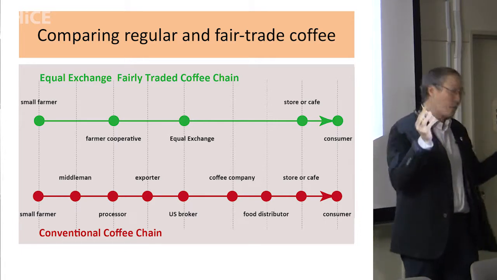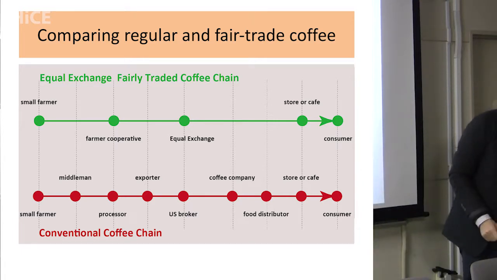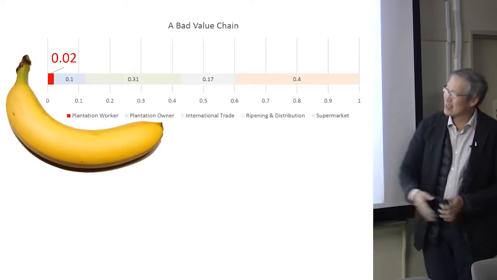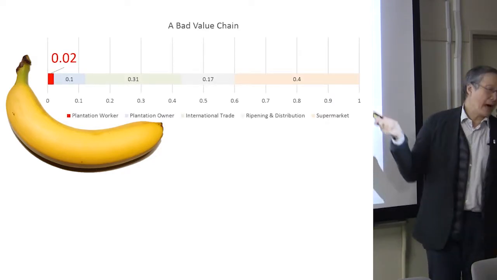Okay? This is coffee. Very quick, I will show you another one, maybe more understandable to you. Banana. Banana is very common here in Japan. Now, we always want to buy banana. I know Japanese people like banana a lot. And we always look for banana that's very cheap. Of course, that's practical. Now, in this case, this is a bad value chain.